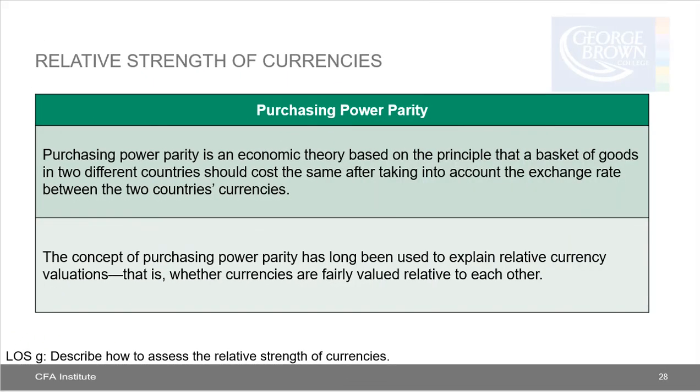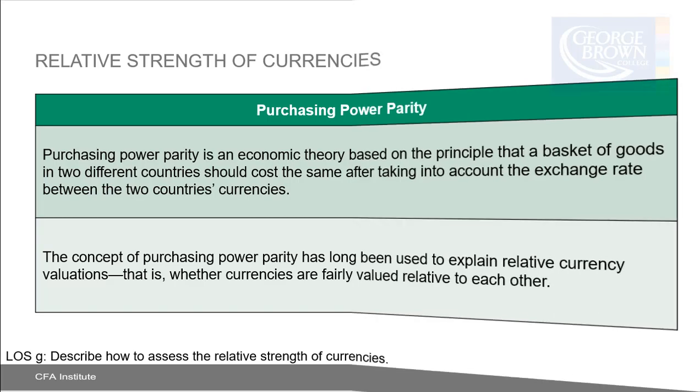Learning outcome statement G is describe how to assess the relative strength of currencies. So we look at purchasing power parity, PPP. Purchasing power parity is an economic theory based on the principle that a basket of goods in 2 different countries should cost the same after taking into account the exchange rate between the 2 currencies. So the concept of purchasing power parity has long been used to explain relative currency valuations, that is, whether currencies are fairly valued relative to each other.